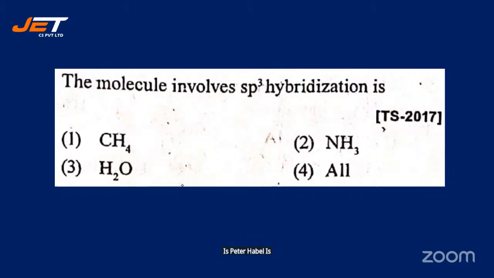So this is the last question we will be doing for today. Option 2 as per Anil. All. So all of the four molecules shown here are showing sp3 hybridization.